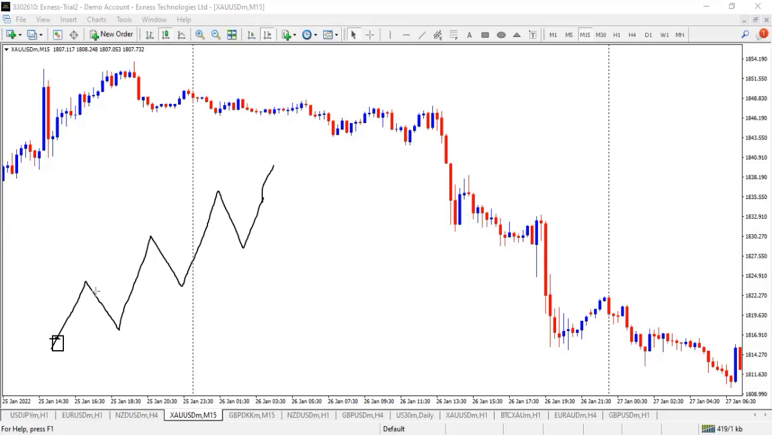So the last red candle here, the same thing applicable here, will be your order block.